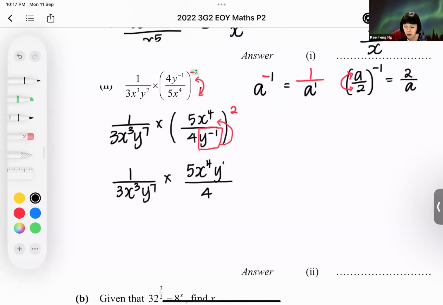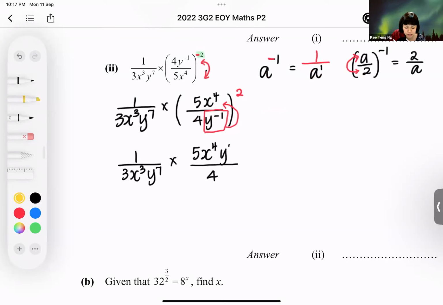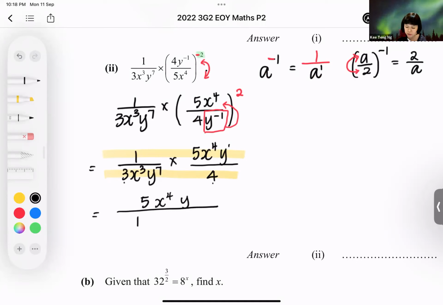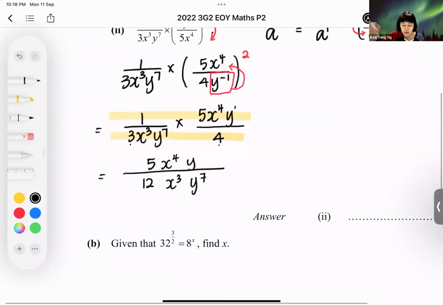Right, until now let's try to simplify this. Numerator, denominator. I'm going to simplify it part by part. So this is 5x 4y, denominator 3 times 4, 12, x cubed y 7. Okay, not done yet. Last part, last but not least, 5 over 12 is still 5 over 12.